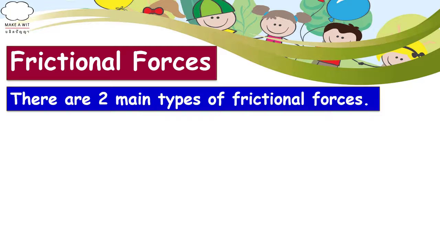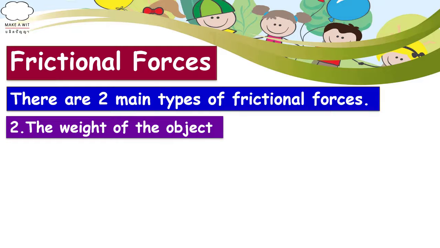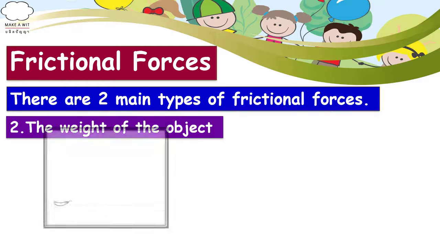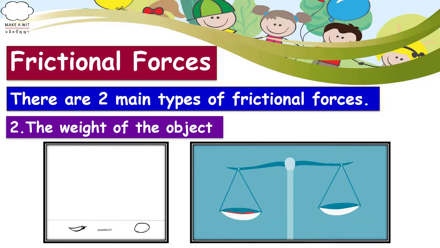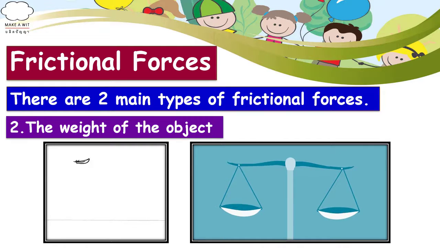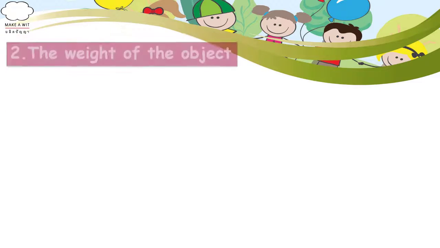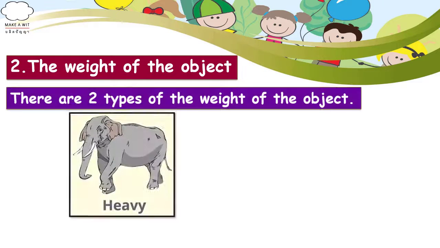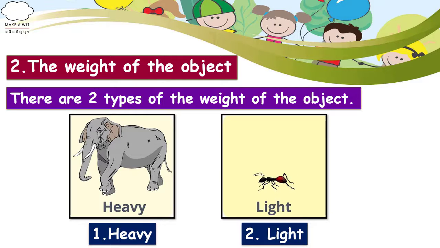So again, there are 2 main types of frictional forces. Okay, now number 2, the weight of the object. Look at the pictures. This is the weight of the object, whether it is heavy or light. Okay, 2 types of the weight. Number 1, heavy. Number 2, light.